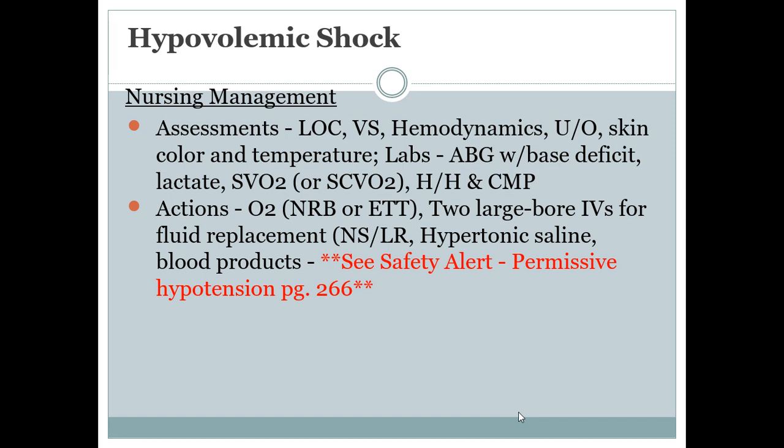I also want you to look at the safety alert about permissive hypotension on page 266. So make sure you read that. It talks about the strategy that they use to reduce post-resuscitation mortality and morbidity from decreased coagulopathy. So these patients responded with needing less fluid and blood administration. It also is thought to increase the blood pressure that may dislodge a newly formed clot, increasing the possibility of bleeding. So it's just interesting to learn about what this permissive hypotension would do for these types of patients.